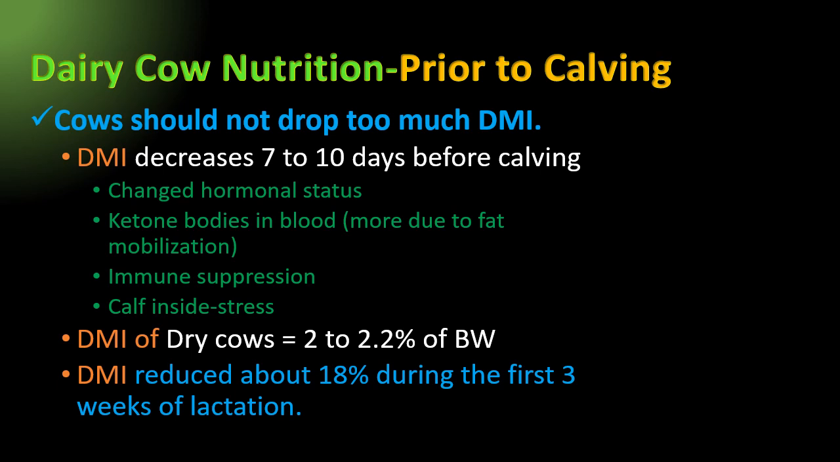Already discussed, this greater mobilization will result in fatty liver. The dry matter intake reduction is about 18% during the first 3 weeks of lactation. This is a very important consideration to be managed, particularly during the first 3 weeks of lactation.